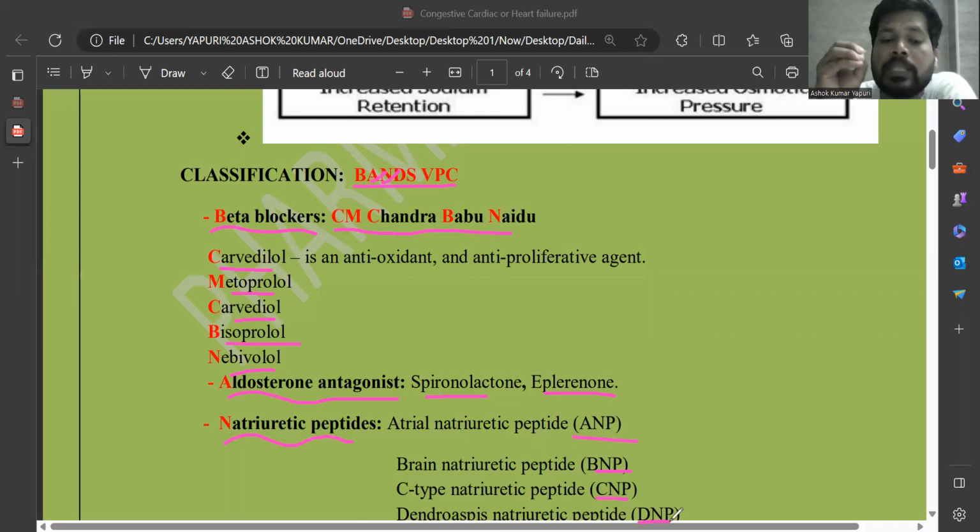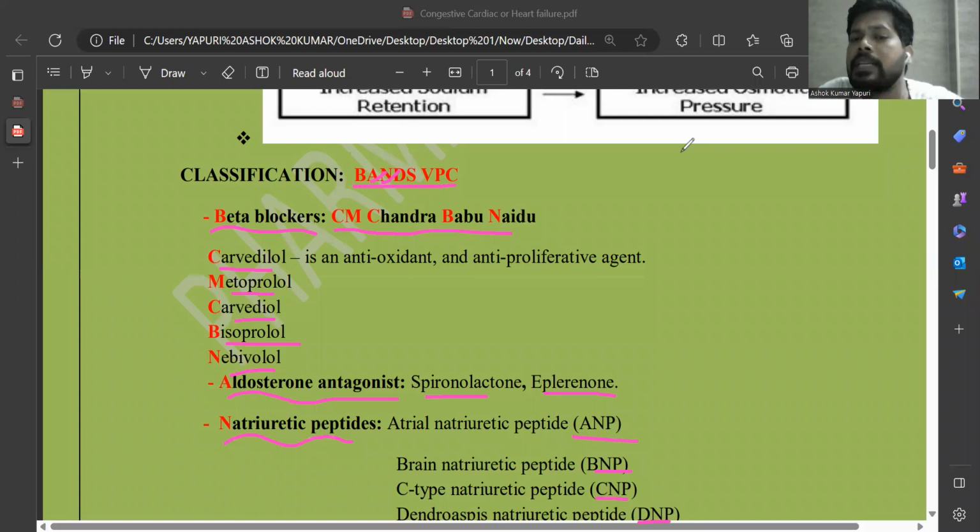So what are these peptides doing? They eliminate sodium through the urine. What will happen if sodium is eliminated? Along with sodium, water also goes out. Elimination of sodium and water decreases the fluid volume and decreases congestion, the accumulation of excess fluids in the heart.